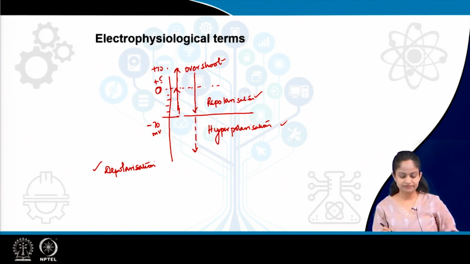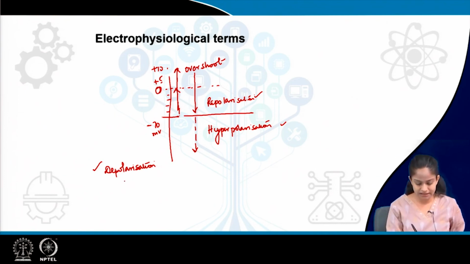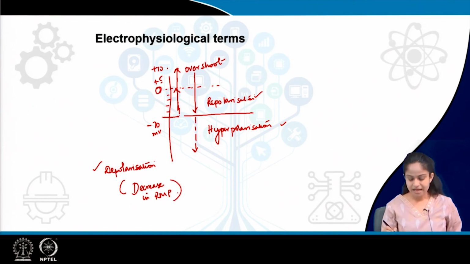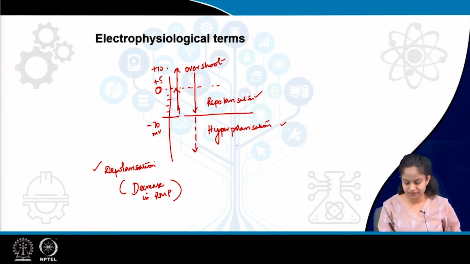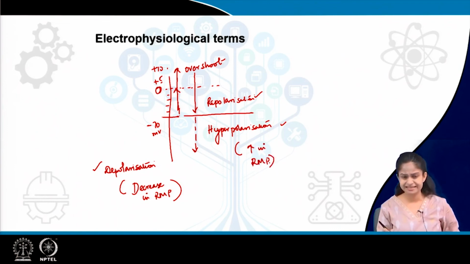Depolarization means whenever the resting membrane potential is moving towards the positive side, that is, it is a decrease in the RMP. Usually we say it as decrease in the RMP, and repolarization means the potential is already coming back to the resting membrane potential, and hyperpolarization means increase in the resting membrane potential. That means it is becoming further negative, the membrane is becoming more and more negative.